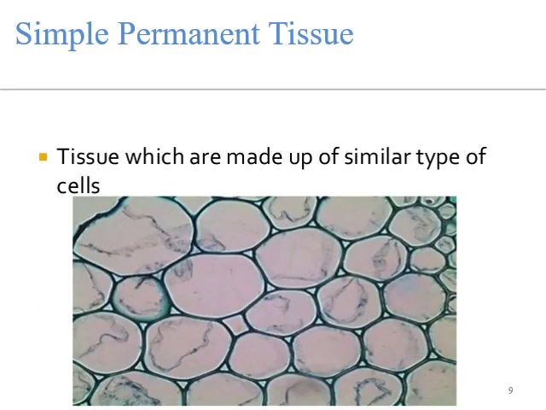So the permanent tissue is further classified into three types of permanent tissues. One is simple permanent tissue, the second one is complex permanent tissue, and the third one is secretory permanent tissue. But here we have the simple permanent tissue. A very precise and brief definition of simple permanent tissue is that the simple tissues are composed of one type of cell which have homogeneous or uniform structure and perform a particular function.